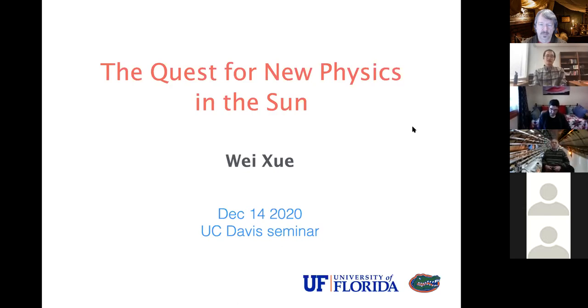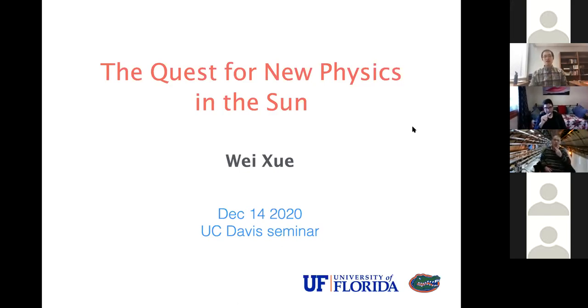Today's topic is how I search for new physics, especially dark matter or dark sector particles, using solar physics. The dark sector particle I'm thinking about is either axion or dark photon. The axion can be produced inside the sun, or a dark photon can just convert to a radio signal and be observed by a radio telescope.